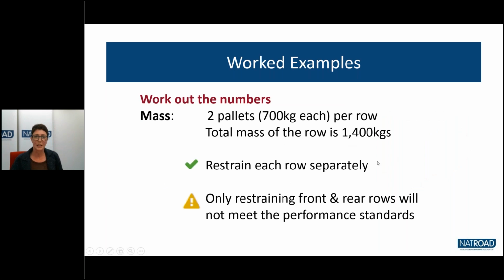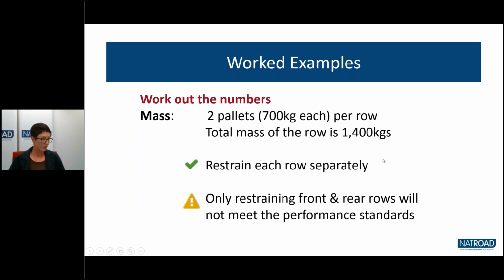The next step is to actually work out the numbers. For this, we firstly need to know the weight of the load that we're restraining. In this example, each pallet weighs 700 kilos and there are 2 pallets in the row, so the total weight of the pallet row is 1400 kilos. To meet the performance standards, each row needs to be restrained separately. If a row doesn't have a lashing on it, then there's nothing clamping it down and preventing it from moving, particularly sideways and upwards.